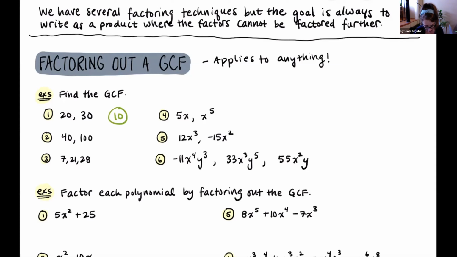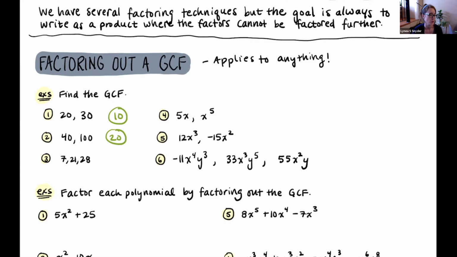All right, 40 and 100. Okay, so it's not going to be 40. Remember, it can be one of the numbers themselves. It's not going to be 40. The next biggest thing that, for example, goes into 40 would be 20. And that also does go into 100. So that's got to be the greatest common factor here. So 20. A lot of this just comes down to some number sense.